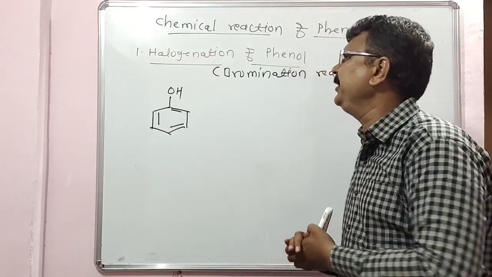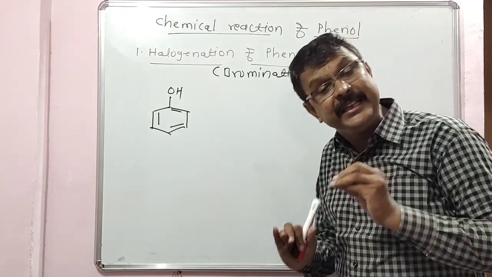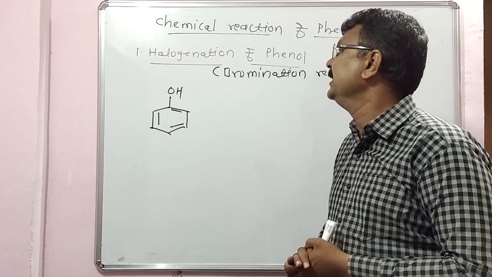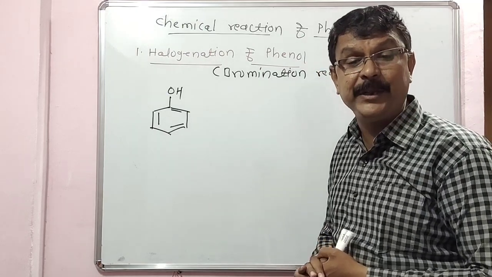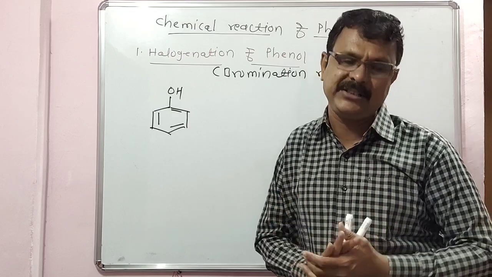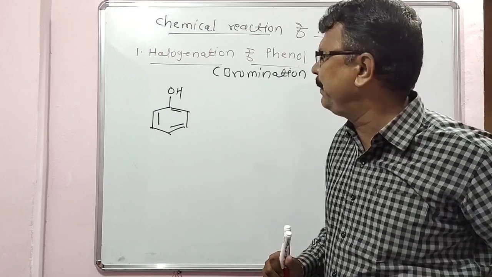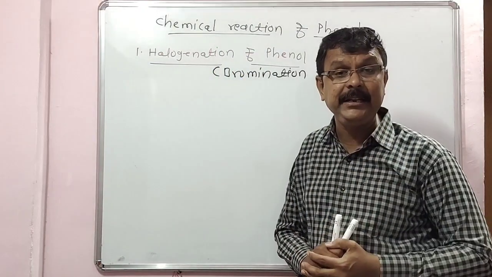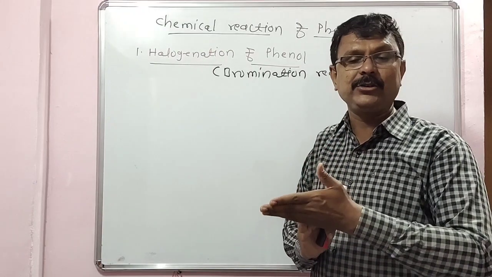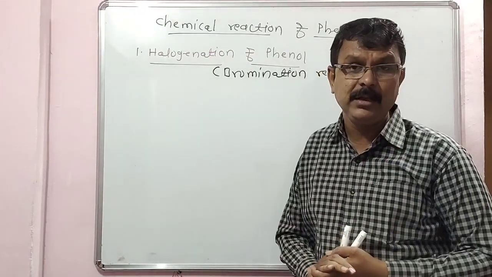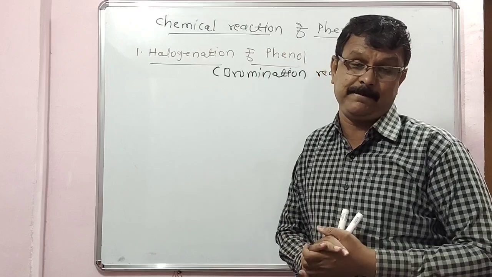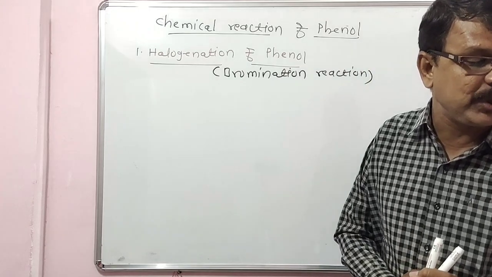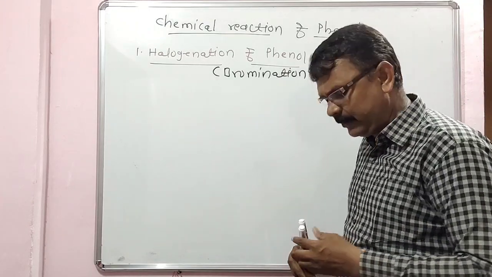Look here, the third point: halogenation of phenol is an electrophilic substitution reaction. Under the first heading, there are two types of reaction, depending upon the polarity. One is a more polar solvent, bromine water, and the second is a less polar solvent.